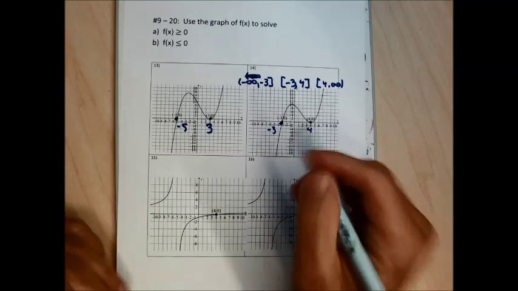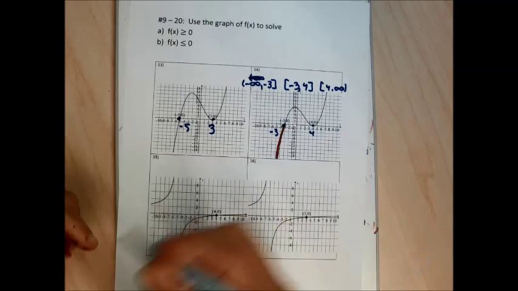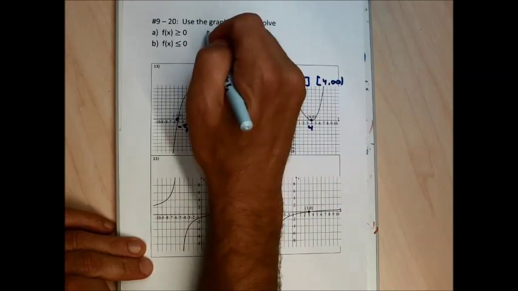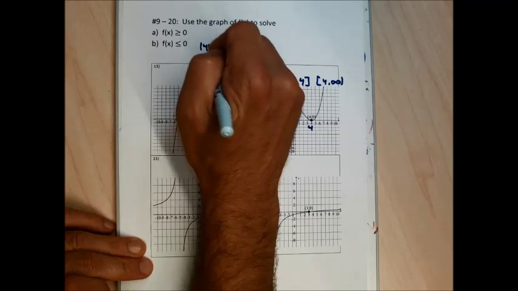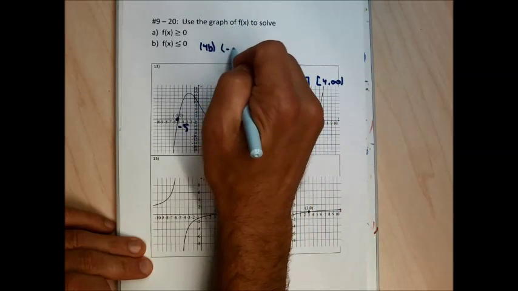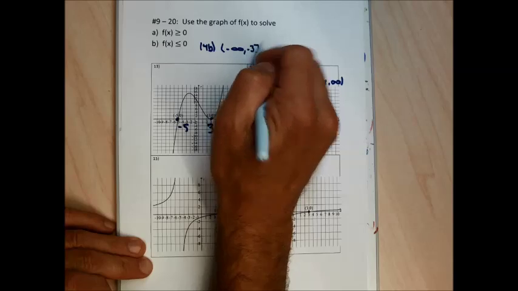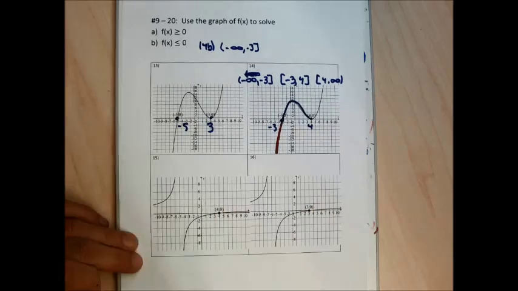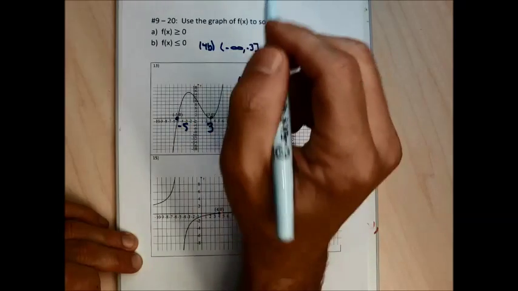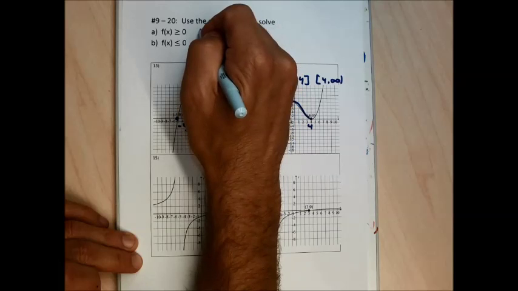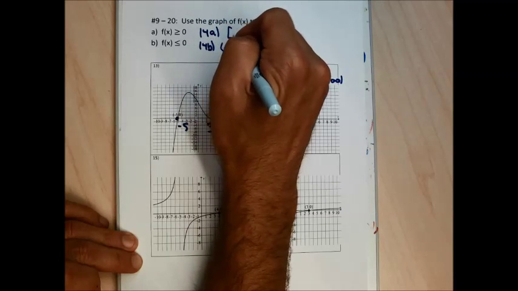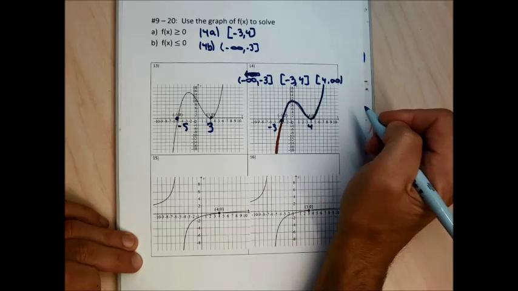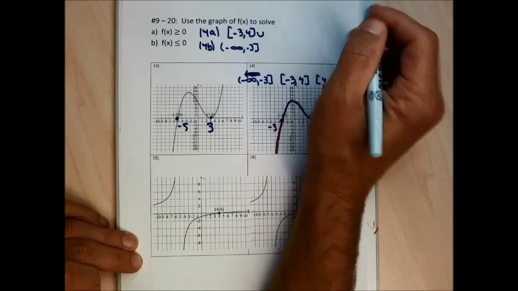The first region's beneath the x-axis. So I'm going to put it in my answer to part B of number 14. So for 14b, I'm going to have the interval from -infinity to -3. The next interval is above the x-axis, so I'm going to put it in my interval for part A. So 14a is going to have the interval from -3 to 4. The last interval is also above the x-axis, so I'm going to put it in my answer to part A, 4 to infinity.